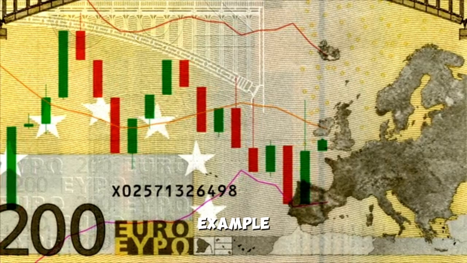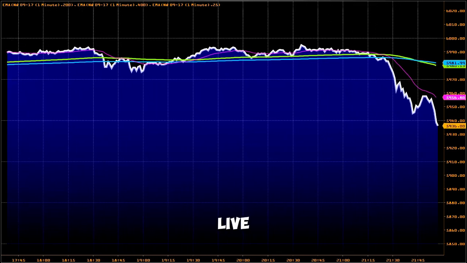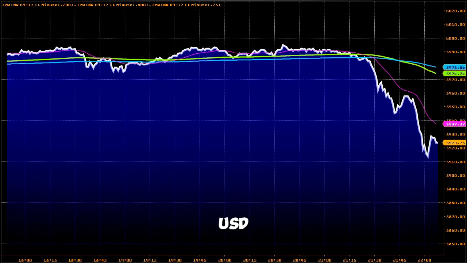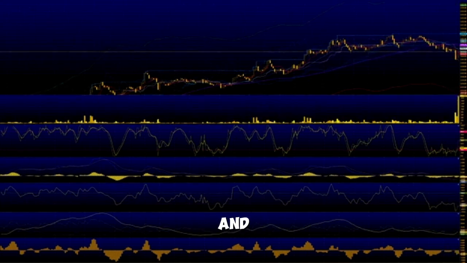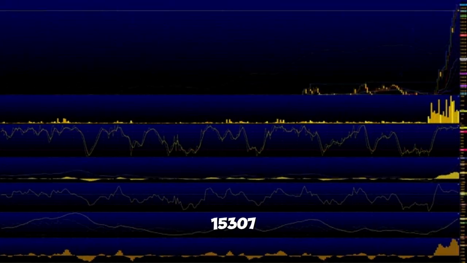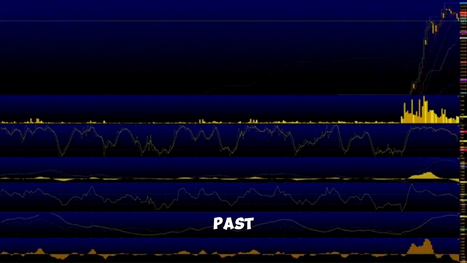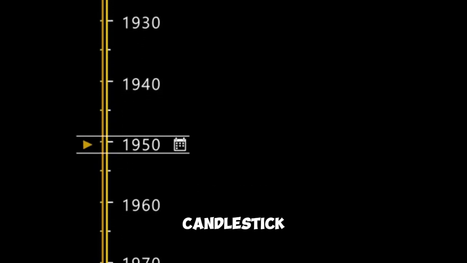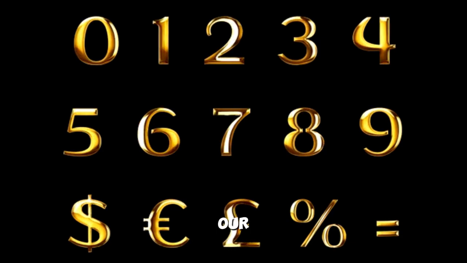Live trade example, EUR/USD setup. Let's apply all these concepts to a live trade example on the EUR/USD pair. Using TradingView, we analyze the 4-hour chart and identify a strong horizontal resistance level at 1.15307, which has been respected multiple times in the past. We observe a bearish hammer candlestick forming at this level, and the RSI is showing divergence, indicating weakening bullish momentum. This confluence of signals provides our entry trigger.